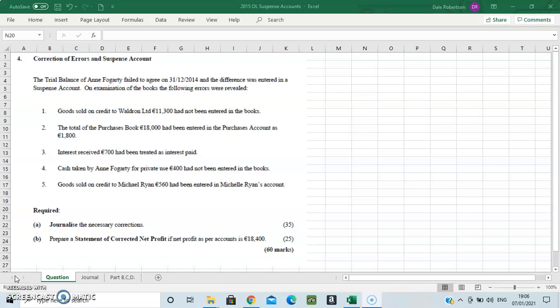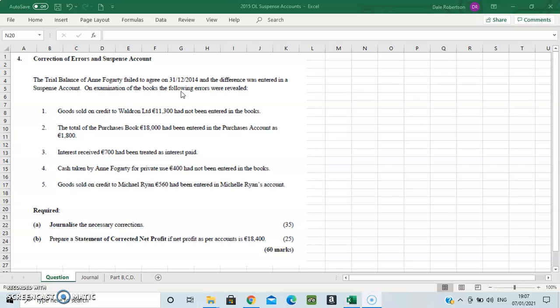It says the trial balance of Anne Fogarty failed to agree at the 31st of the 12th, 2014. Now, what does that mean? That means that her accounts did not balance for some reason. The debits and the credits did not match. So the difference, whatever that might be, €100, €200, whatever it might be, was entered into a suspense account. So a suspense account is just a place where you put in an error number to make your accounts balance, and then you can come back at a later time to see what the errors actually were.